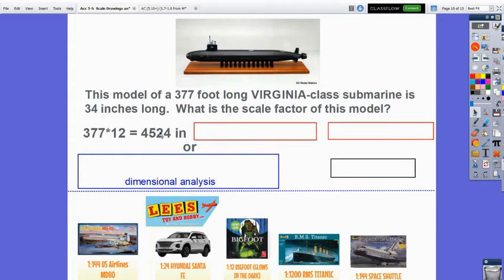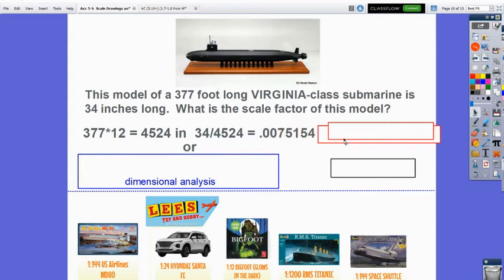4,524 inches. Okay, so it's 34 inches to 4,524 inches, like that. Okay, and if you divide this, 34 divided by 4,524, you get 0.075154. Okay, this is not the scale, right? It's kind of backwards. Okay, the scale, or what this is as a fraction, is really what you're looking for, which is not so obvious when you look at this, right?